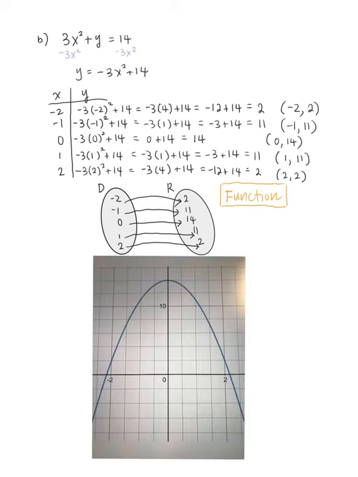Alrighty, so this is the graph of y equals negative 3x squared plus 14, or the same thing as 3x squared plus y equals 14. It's exactly the same graph. Oh, by the way, this shape of the graph is called a parabola. We're going to have to know that anyways later on, so I'm just going to write it out. Parabola. Okay, anyways, so now let's just analyze the graph. So this point is going to be x equals 1, and then here is x equals negative 1.